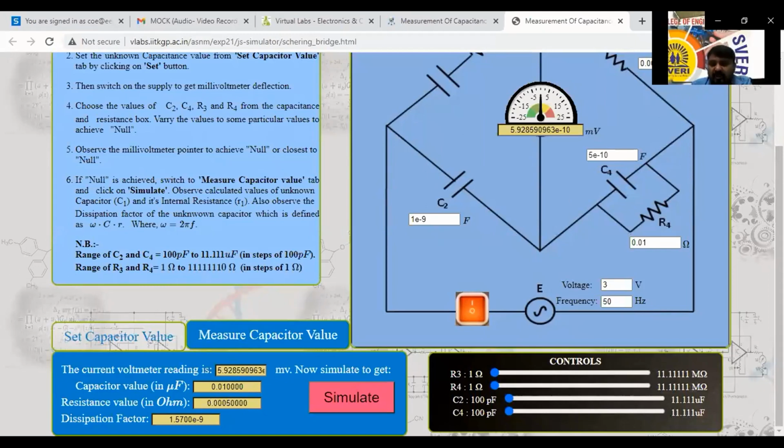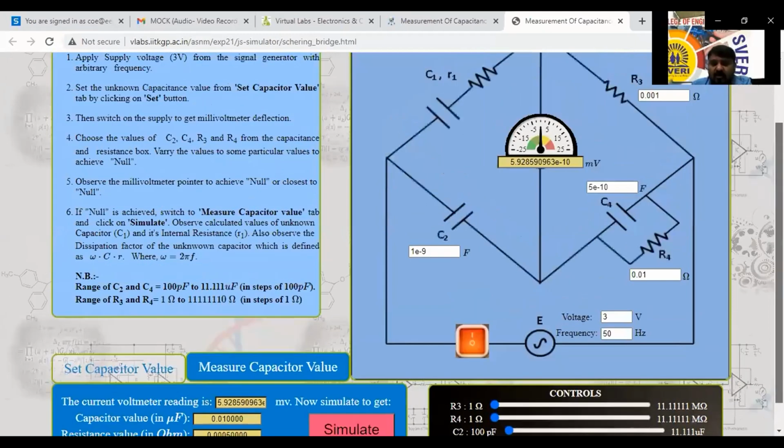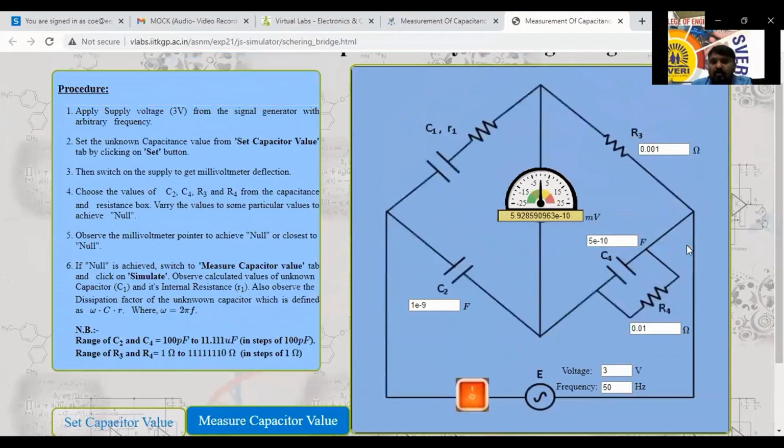By considering these values of R1, C1, you have to calculate that one here. Calculated value and observed value you have to write in the table. This is the C2 value. This is the R2, R3 value. This is R4 value. Is it clear?